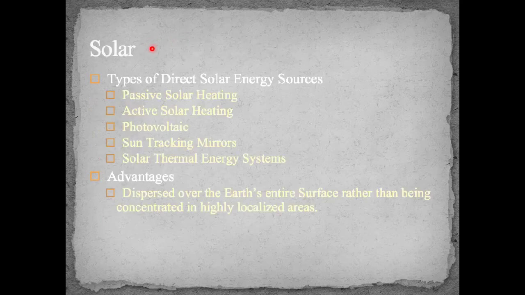So starting out with solar, there are different types of solar energy. When we talk about solar energy, we talk about direct solar energy, because we'll talk about indirect later, where it's energy from the sun, but it goes to something first, then we use it. With direct solar energy, we've got passive, active, photovoltaic, sun tracking mirrors, and solar thermal energy systems.